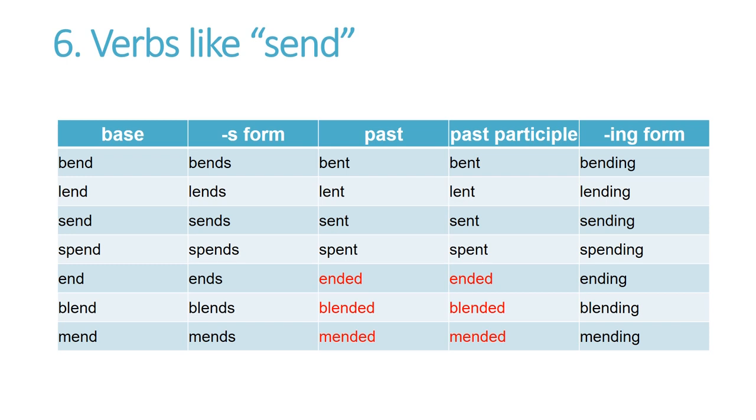Now that seems easy, but you have to be careful with these because not all of the words that end in E-N-D take on the T ending. Some of them use the regular E-D ending. For example, the word end. It's ended in the past participle and in the past. Blend, blended, blended. Mend, mended, mended. So it's a little bit different there.